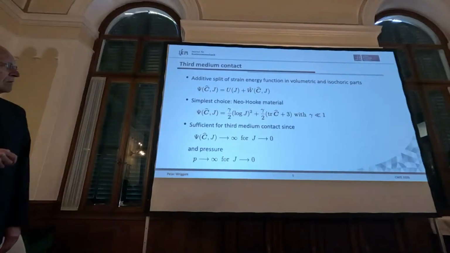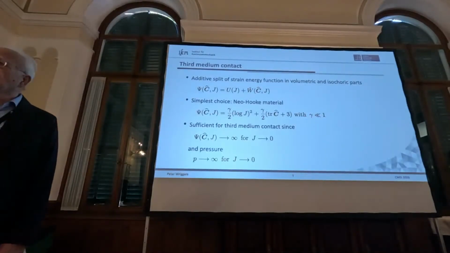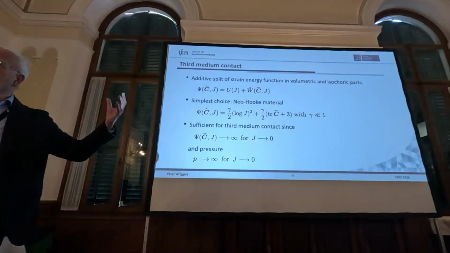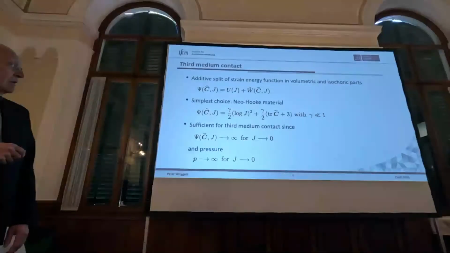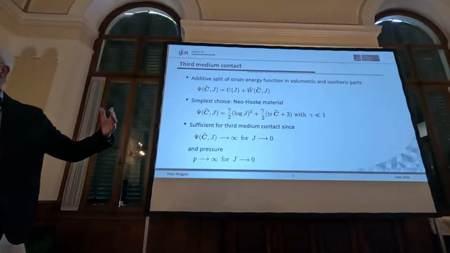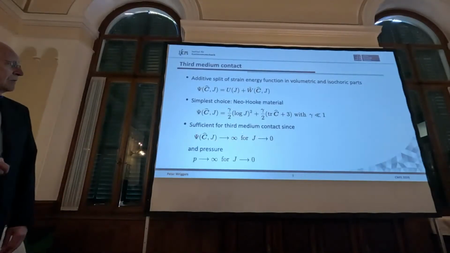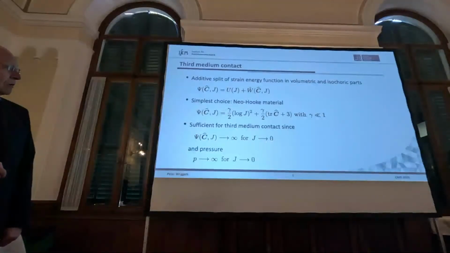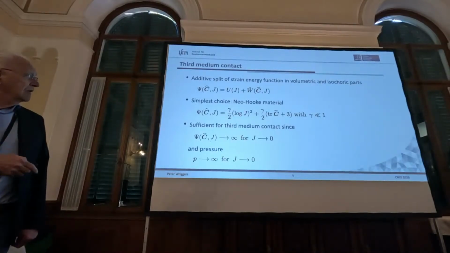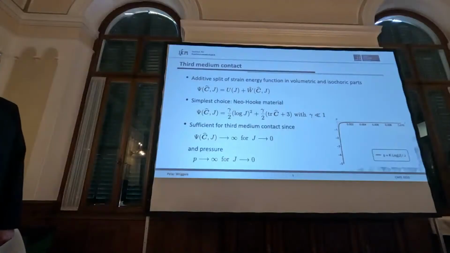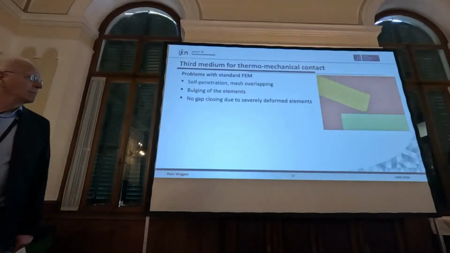Now note that instead of bulk modulus and shear modulus, you have a term gamma, which is smaller than 1, which basically acts as the intermediate. So this medium has very small stiffness, because if it's 0, it obviously doesn't work. And we have to take care that for J going to 0, the strain energy should go to infinity, and also the pressure should go to infinity, which is done by this log term. You can see it here. If you squeeze this stuff together, you get this kind of behavior.